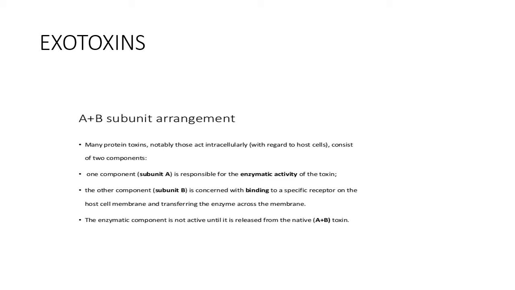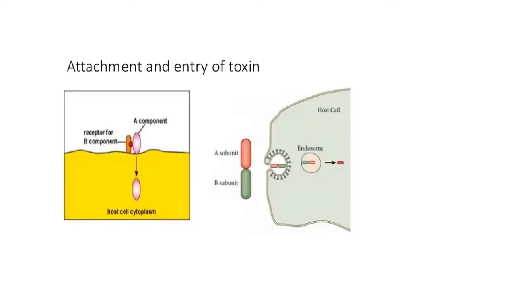A few points regarding exotoxin. Remember, exotoxin has an A subunit and a B subunit. The A subunit has the enzymatic activity, and B, as the name indicates, stands for binding to the specific receptor and helps that exotoxin to go inside the cell and have its own action. So this is a representation of binding of the A component and B component. The B component helps the A component to go inside.